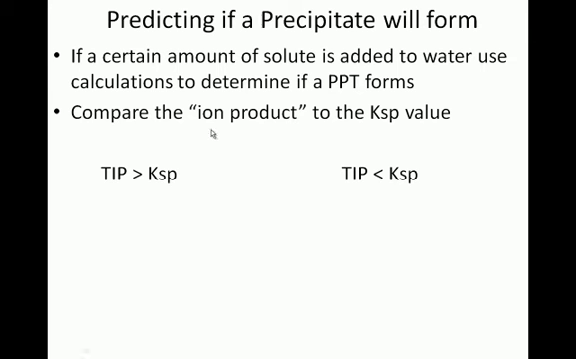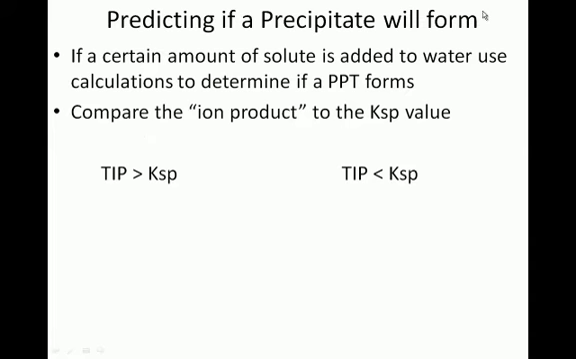Hey, it's Mr. Lum again, and we're going to be doing some more solubility chemistry. For this lesson, we're going to be looking at predicting if a precipitate will form using Ksp and what we're going to be calling our trial Ksp, or TIP. If a certain amount of solute is added to water, we can use calculations to determine if a precipitate is going to form.